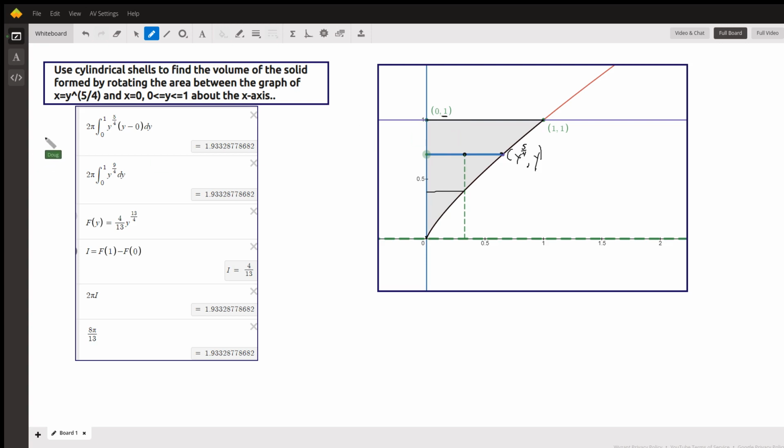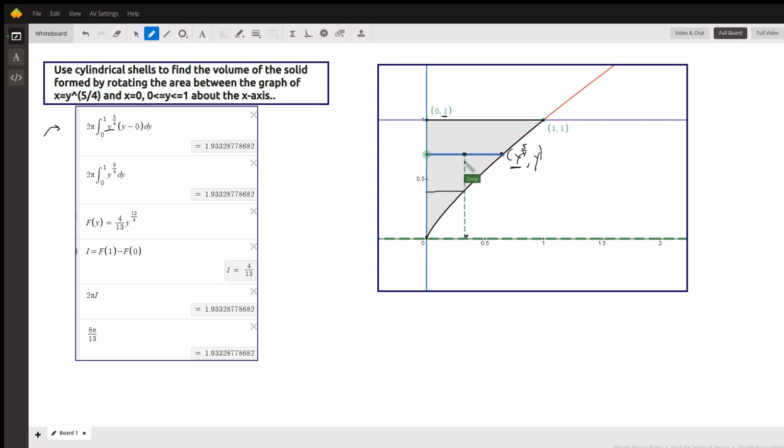And the shell method, this is the formula: 2 pi times the definite integral from, in this case, 0 to 1 of the height of the shell, which is the length of this blue strip, an algebraic expression for the length of that blue strip. Since that's horizontal, it's the x-coordinate at the right minus the x-coordinate at the left, which is just y to the 5/4. And we have to multiply that by the average radius, which is the distance from the axis of revolution to the center of the shell.